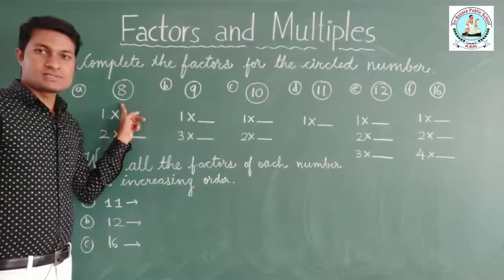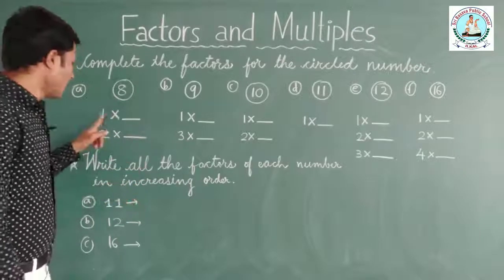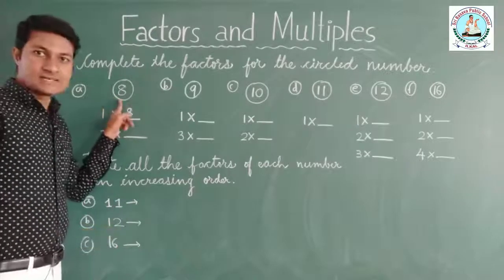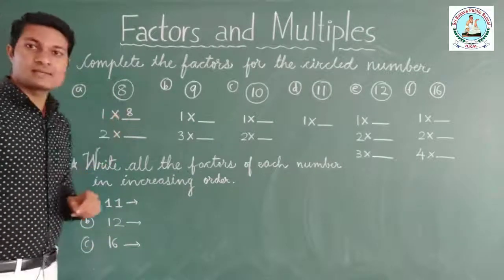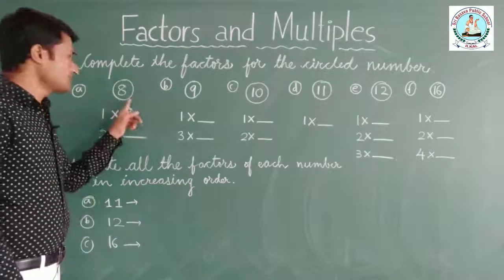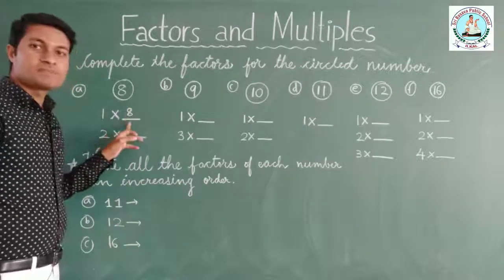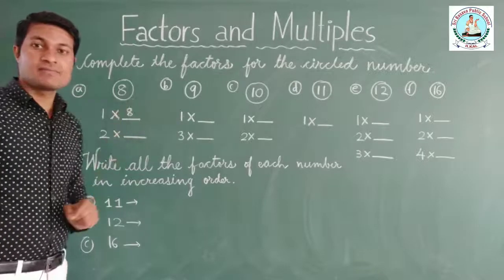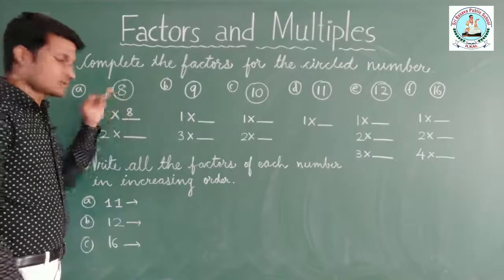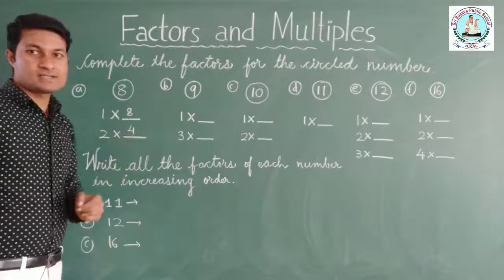Then what are the numbers that will give you the product 8 when you multiply them? It is very obvious, already one number is given, so 1 times 8 will give you the product 8. So that is why 1 and 8 are factors of 8. Why? Because 1 and 8 will exactly divide 8 without leaving any remainder. Similarly, 2 times what will give you 8 as the product? That is 2 times 4. So 2 and 4 are also factors of 8.